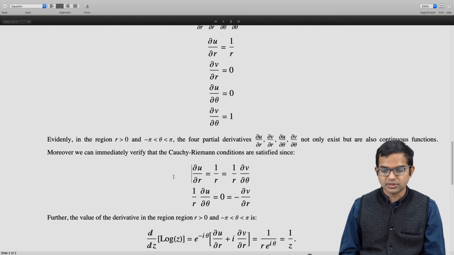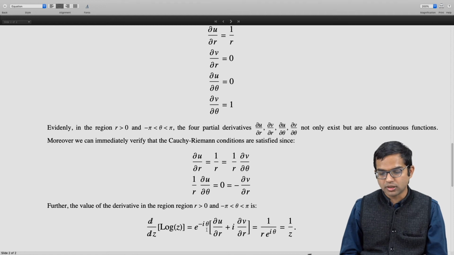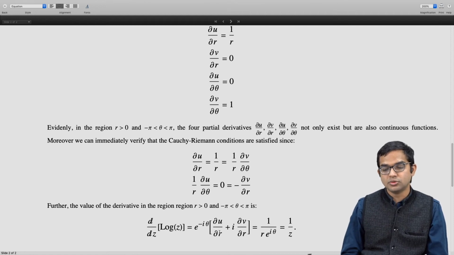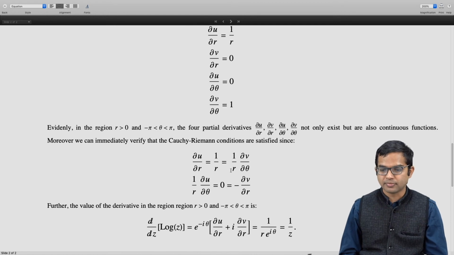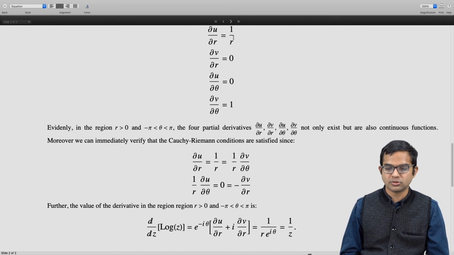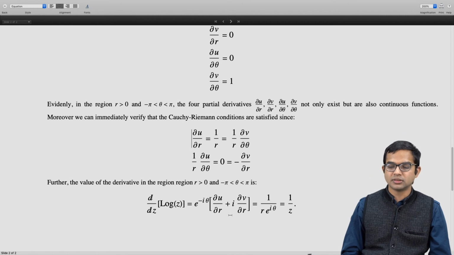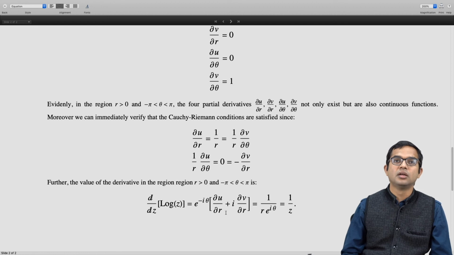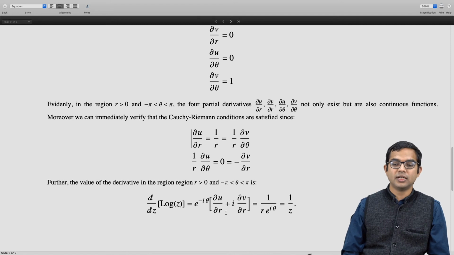The value of the derivative is something that we can immediately compute. We use the formula for the derivative in polar coordinates. It's just e to the minus i theta times dou u by dou r plus i times dou v by dou r. But dou v by dou r is just 0, and dou u by dou r is 1 over r. So you have 1 over r times e to the i theta, which is the same as 1 over z, right? So the derivative of the log function is 1 over z, which also nicely generalizes the corresponding derivative for the log function of a real variable.